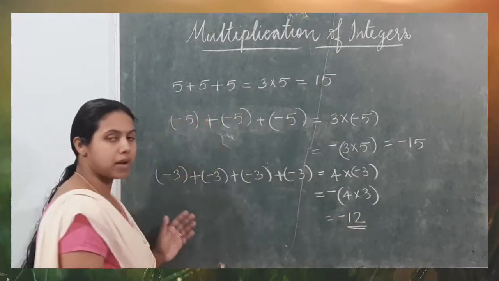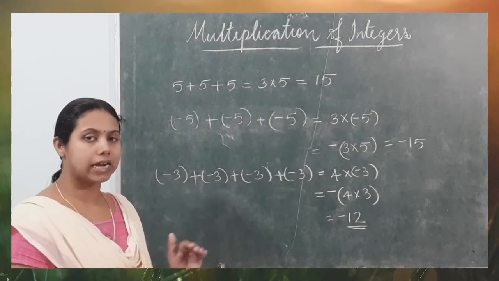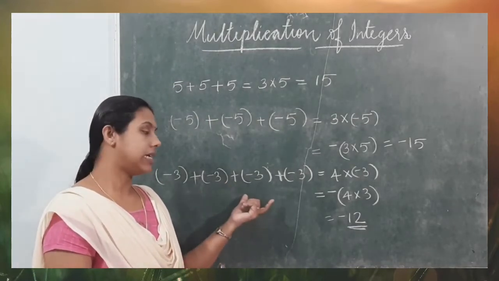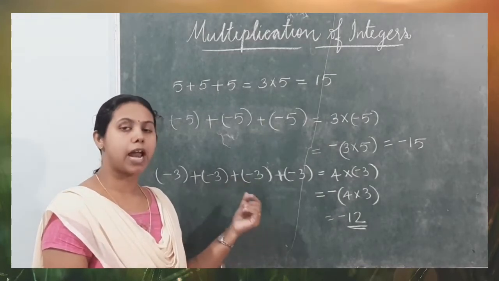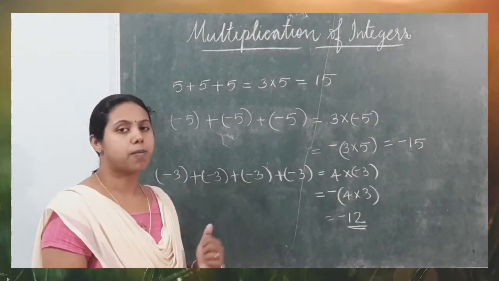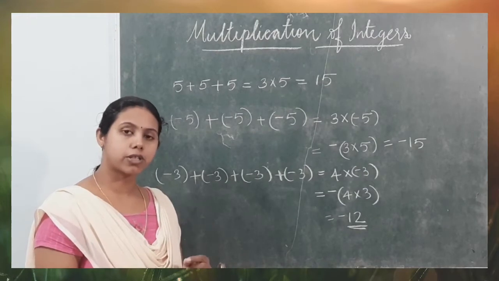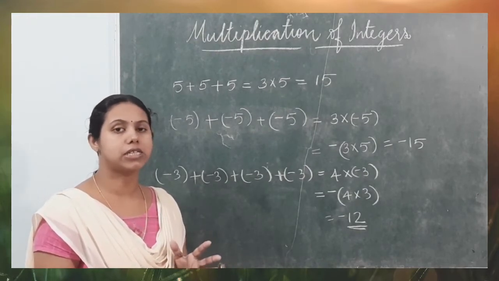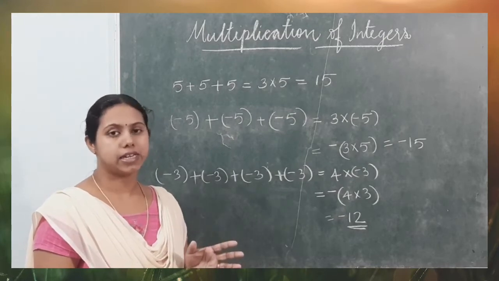So while multiplying a positive and a negative integer, you have to multiply the integers as whole numbers and put a negative sign before the product. That means the product of a positive and a negative integer is always a negative integer.